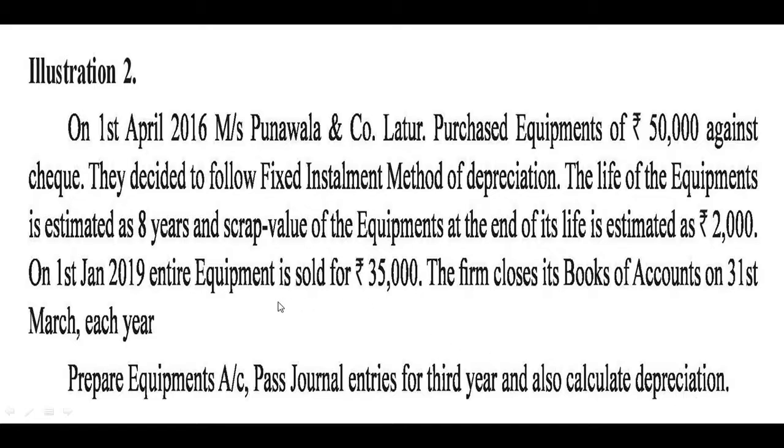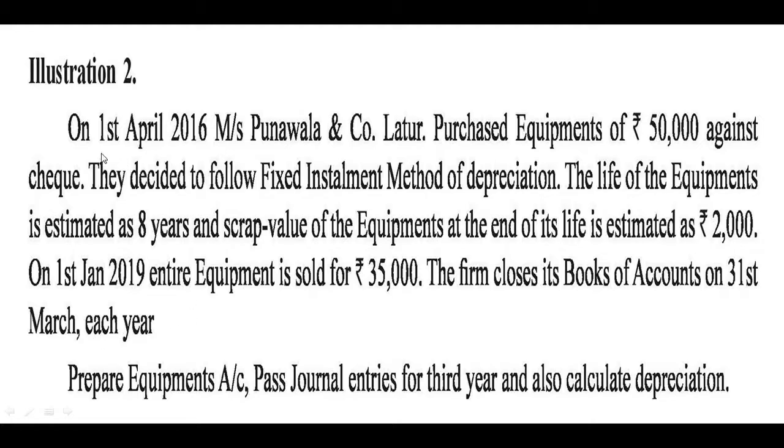Now students, here they have not given the years. They have just asked you to prepare the equipment account and pass journal entries for the third year. Now here it is given in the last sentence that the firm closes its books of accounts on 31st March every year. It means the accounting year ends on 31st March. So it starts on 1st April.